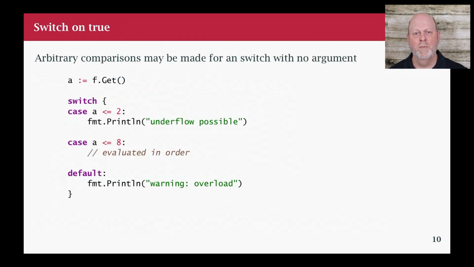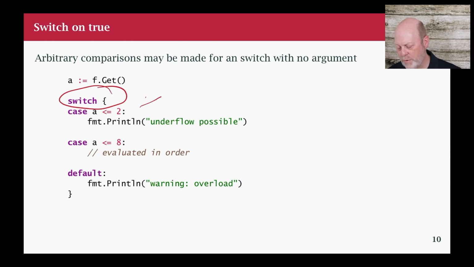There's another form, and the other form is called switch on true, and just like a for loop with nothing, it's a switch statement with nothing. There's nothing there after the switch but the curly brace. And the way it works is that instead of having cases with discrete values, the cases have tests, logical tests like you'd find in an if statement. And literally, it's like a bunch of if statements, one after the other, right?